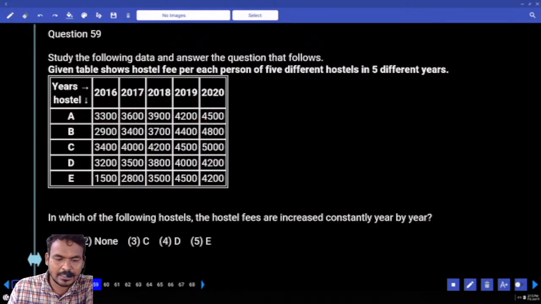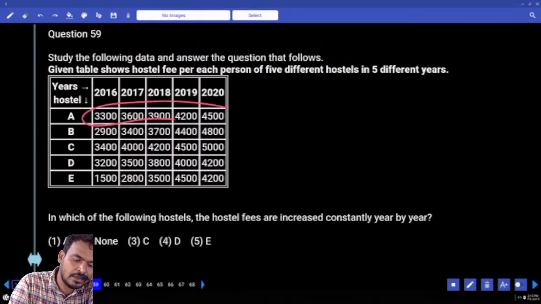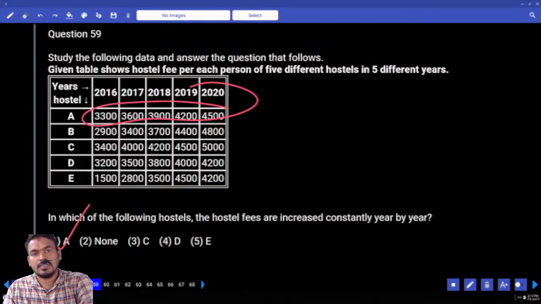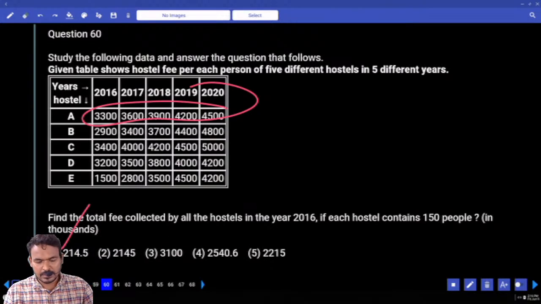Okay. Any other case possible? No. 500, 300. No. Next 3,400, 4,000. And here 200. No. D 300, 300. But here 200. No. But E 1300, 700. No, only A. Constantly increased value, and the increased value also constant or change? Constant.